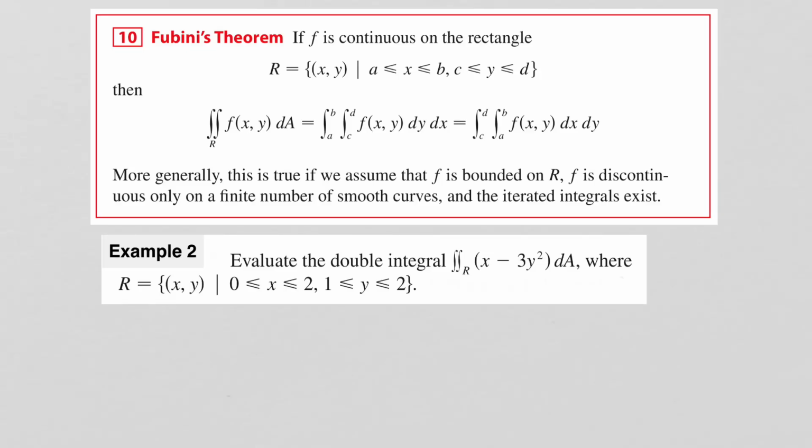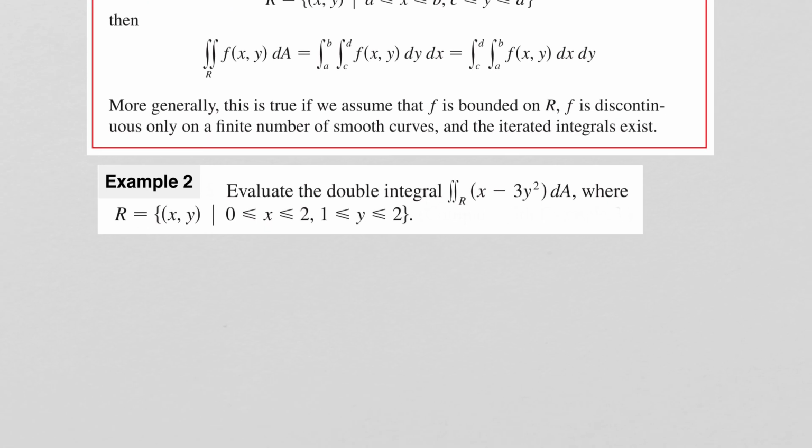More generally, we can talk about Fubini's theorem, which basically says if you have a continuous function on a rectangle, the integral of that function can be done first with respect to y and then with respect to x, or with respect to x first and then with respect to y. So let's go ahead and do another example.